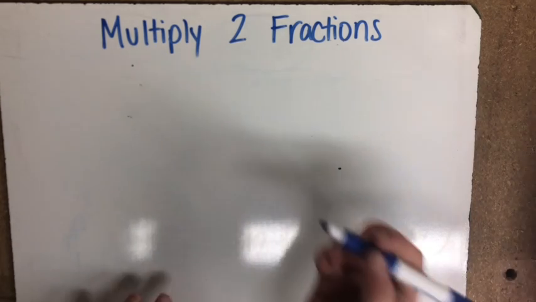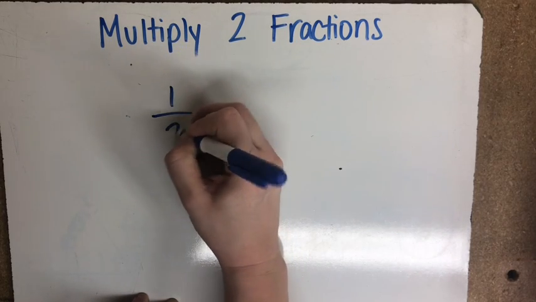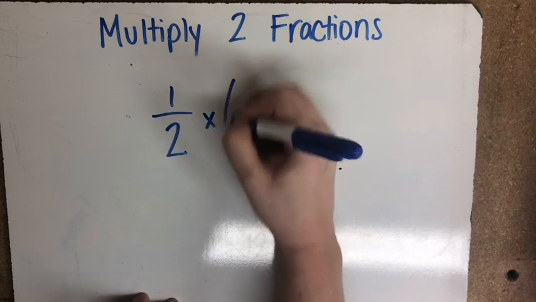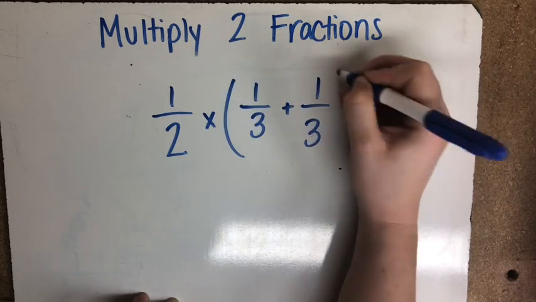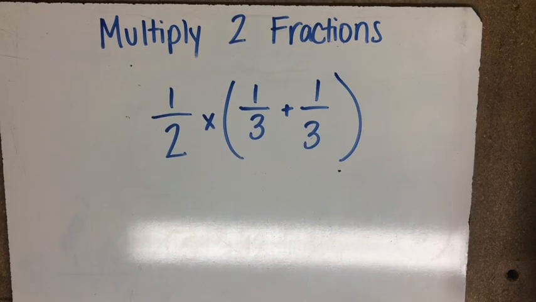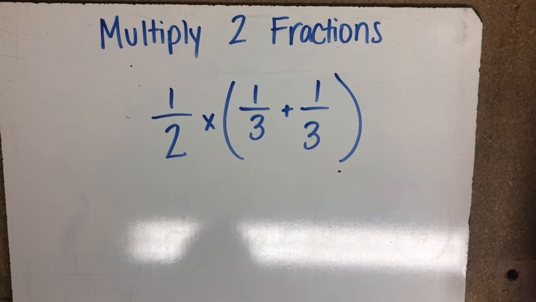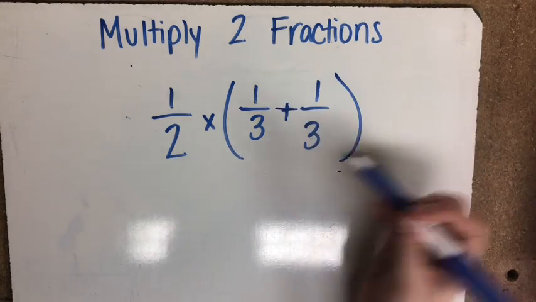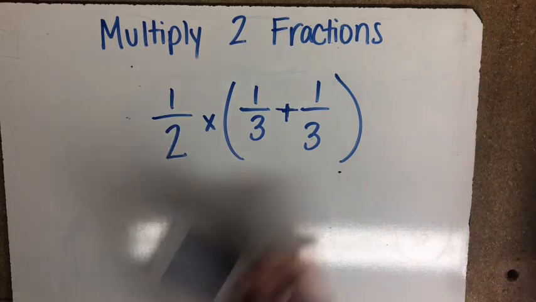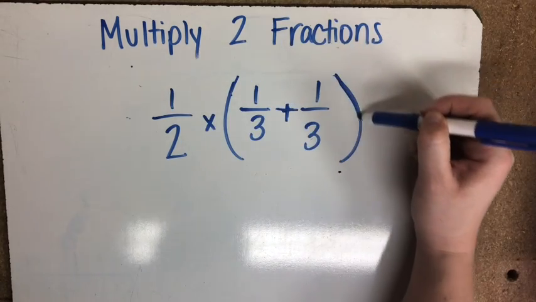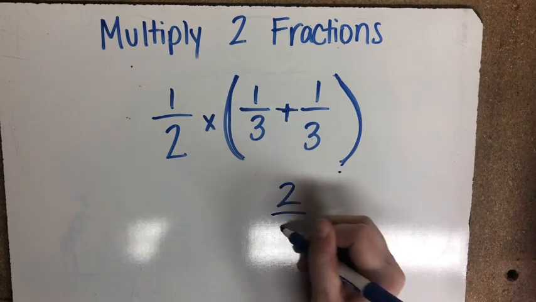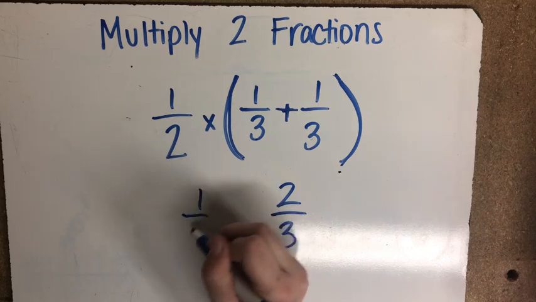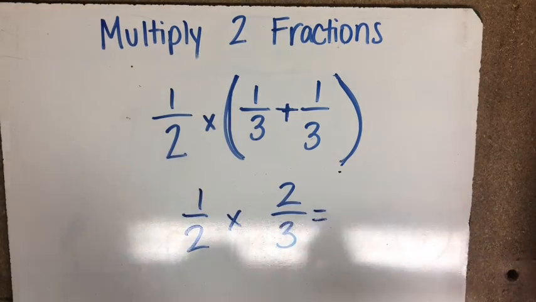Ooh, let's look at a problem like this. In this case, we actually have 3 fractions. So what we do here is it's just adding an additional step. But luckily, this addition step here already has common denominators. So when you see these parentheses, you want to do those first. So 1/3 plus 1/3 is 2/3. So my problem is 1/2 times 2/3.